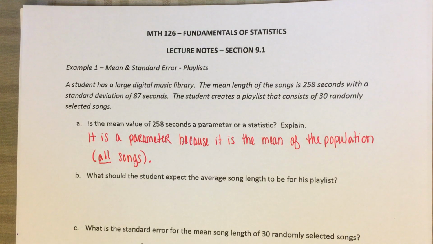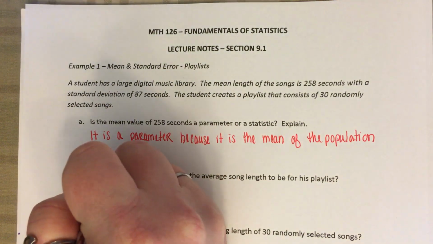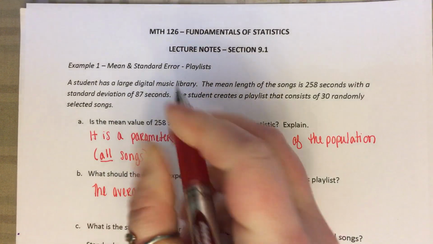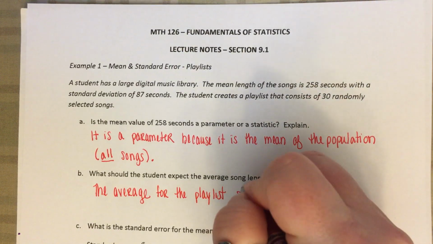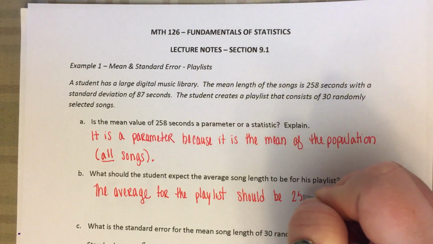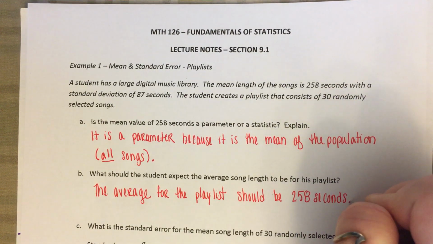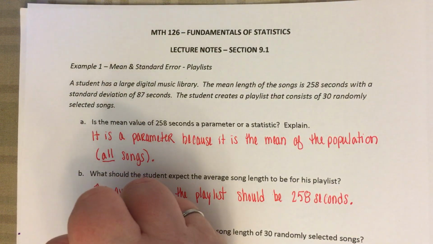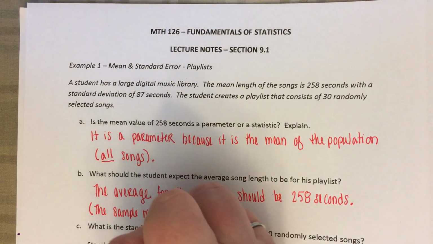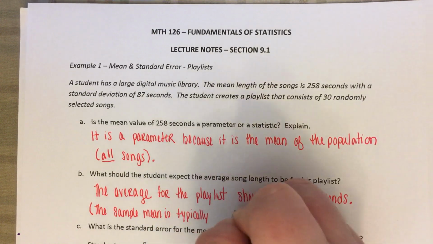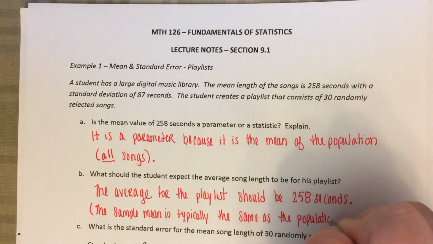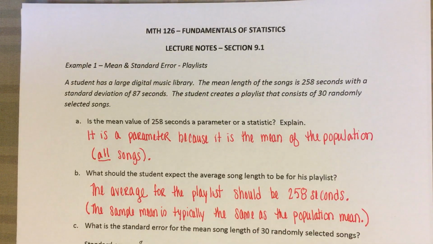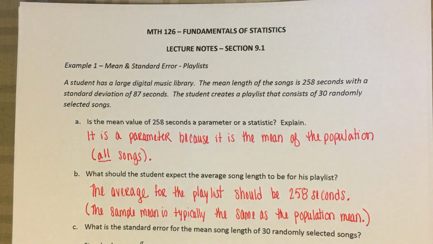Then the student is going to create a playlist that consists of 30 randomly selected songs. What should the student expect the average song length to be for his playlist? The average for the playlist should be 258 seconds. The reason is the sample mean is typically the same as the population mean. So we should expect that if we take a sample out of our population, the sample mean that we get is going to be the same as or relatively close to our population parameter.